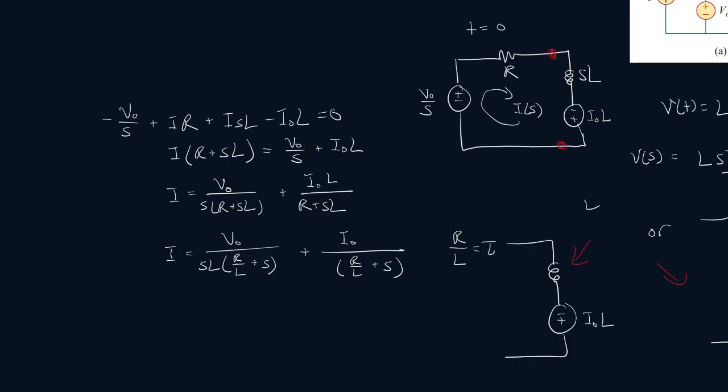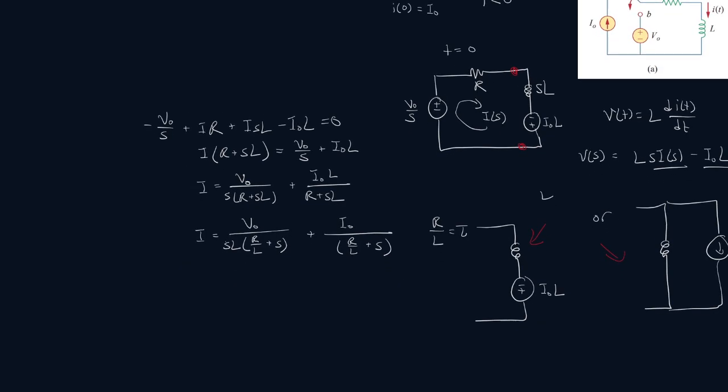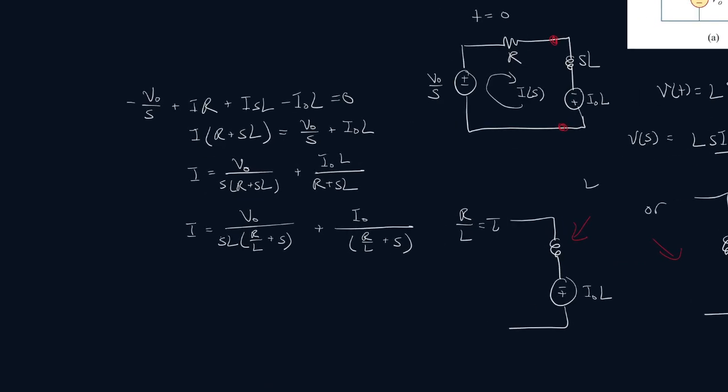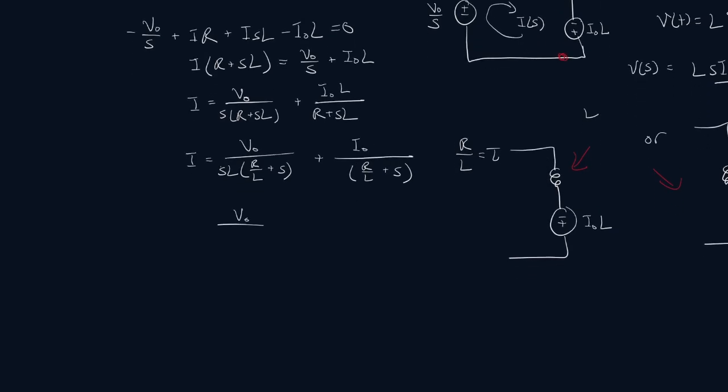If you remember, when we did first order circuits, R over L is the time constant. So what we can do is replace R over L with tau, and the same goes for here. So tau plus S. Okay, and this is equal to I.